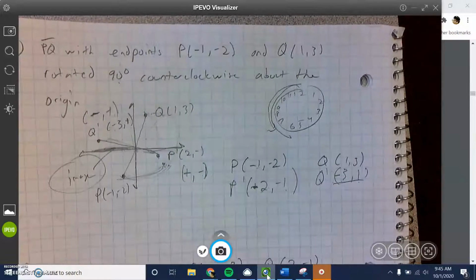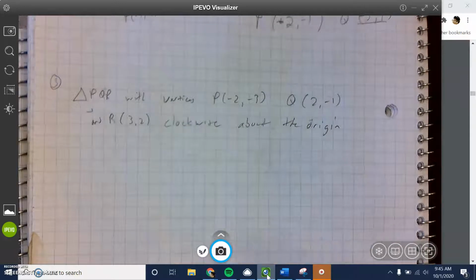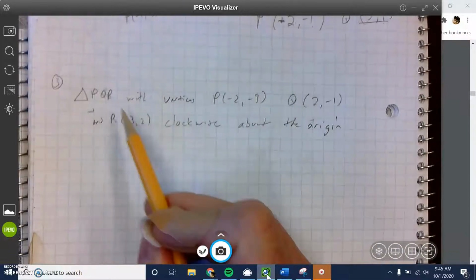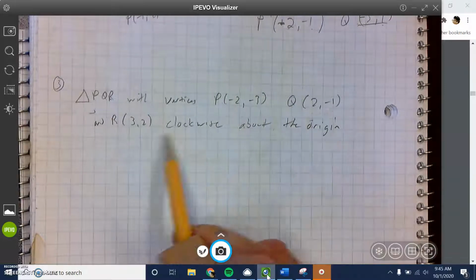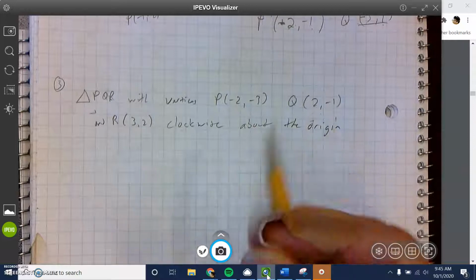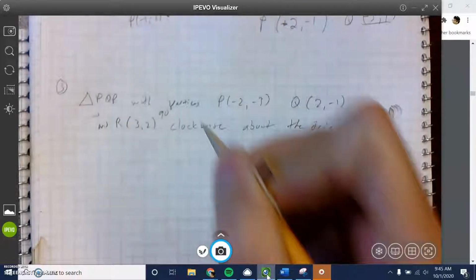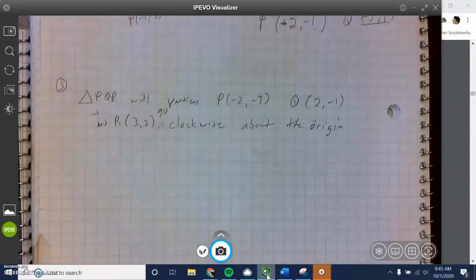Cool. All right, let's do another. Switch it up a little bit. So PQR, copy this down, with vertices P (-2, -3), Q (2, -1), and R (3, 2). We're going to rotate it 90 degrees clockwise about the origin. Pause the video, copy that down.